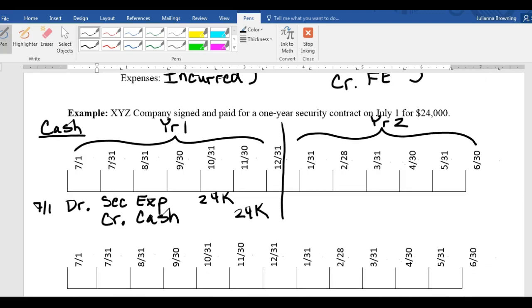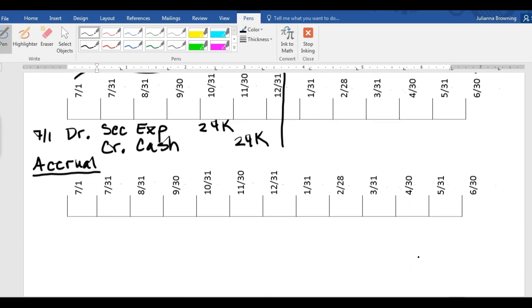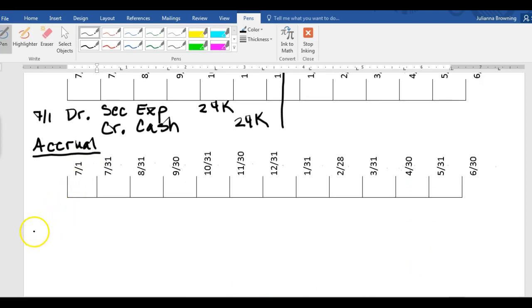So if we look at it from an accrual basis of accounting, then we also have the same transaction where we enter into our security agreement on July 1st. And we are, of course, going to credit cash because we did, in fact, pay the cash out. So we have to record this transaction.